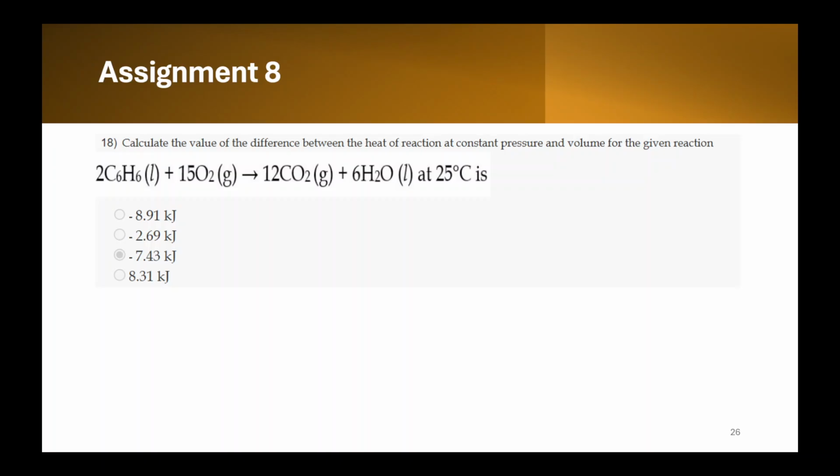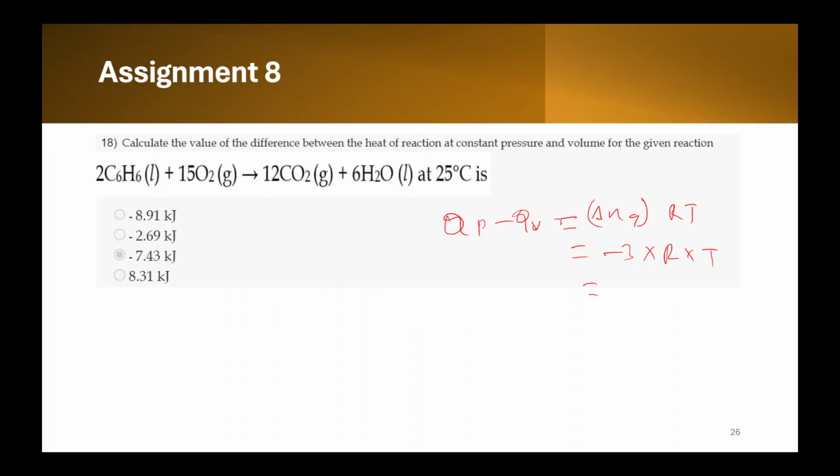Next question, calculate the value of the difference between the heat of reaction at constant pressure and volume for the given reaction. Basically, QP minus QV is equal to delta Ng RT. So basically, you need to find out this QP minus QV, which can be computed through this expression. So delta Ng can be computed 12 minus 15. So minus 3 into R into T.